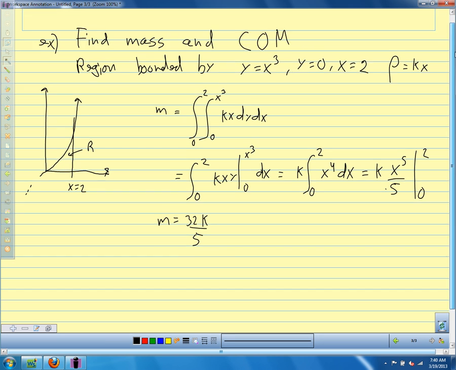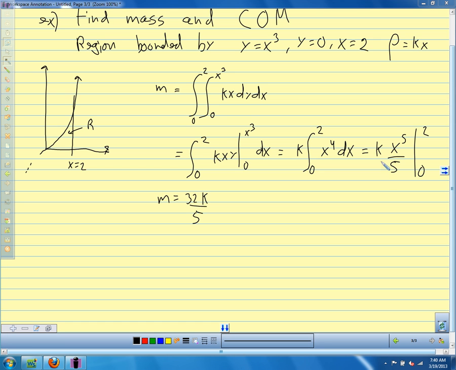Now we're going to set up our integrals for, now the bad thing about moments, mass, center of mass, you end up doing a lot of integrals. So let's set up our m sub x, our moment about the x-axis. So we're going to have our same limits of integration, same setup with our vertical rectangles. So everything's going to be the same, it's just we have a slightly different integrand.